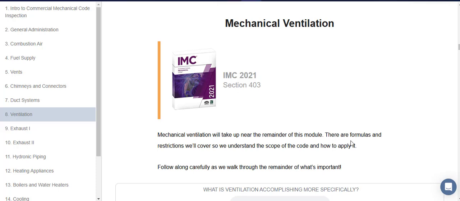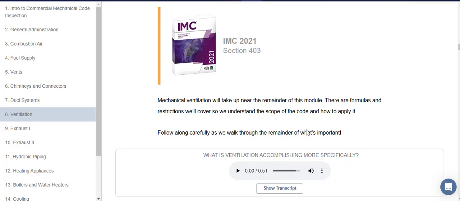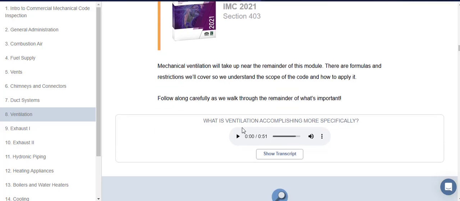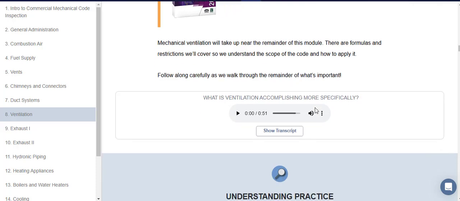There are formulas and restrictions we will cover so we understand the scope of the code and how to apply it. Follow along carefully as we walk through the remainder of what is important.